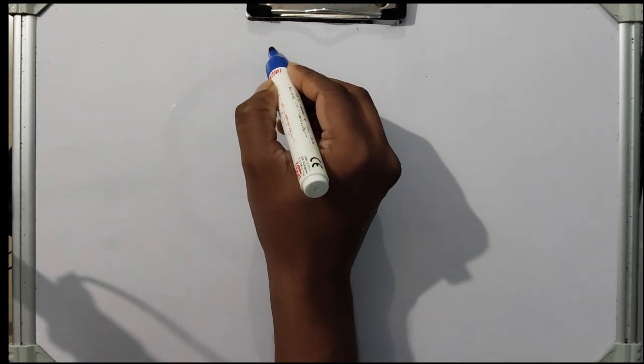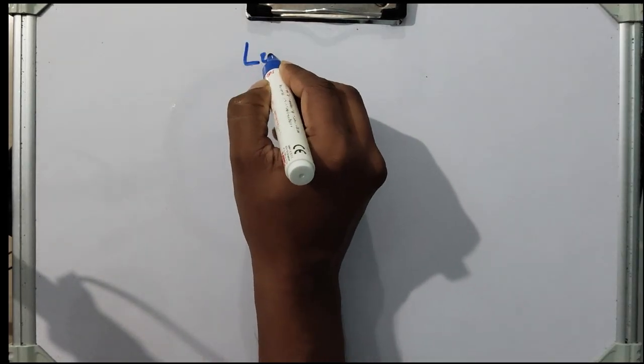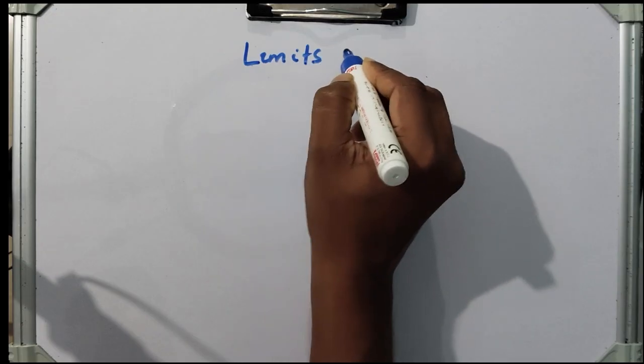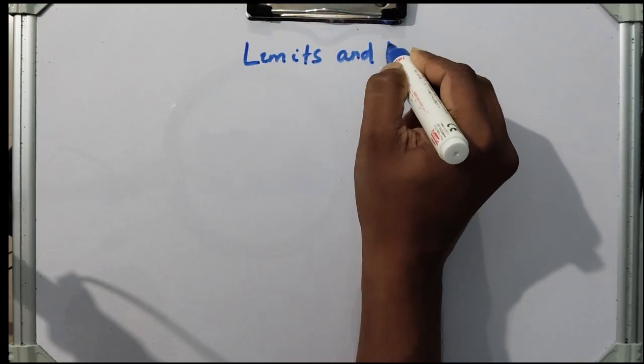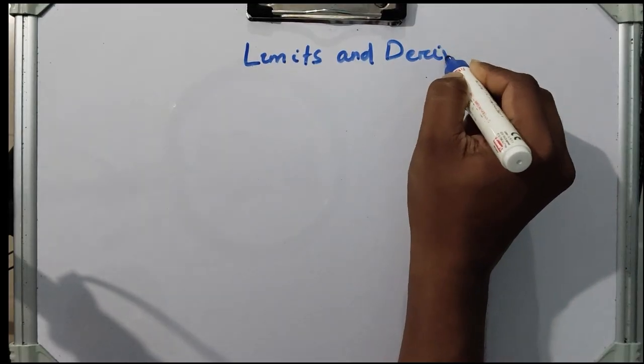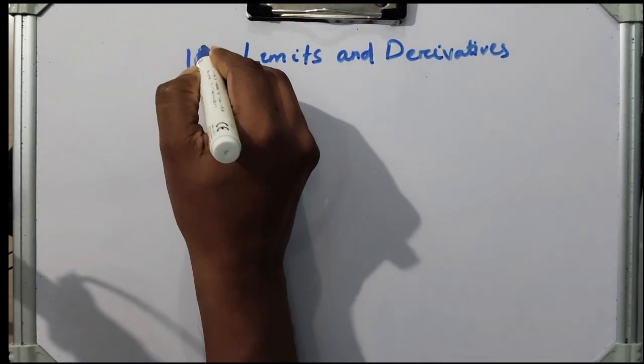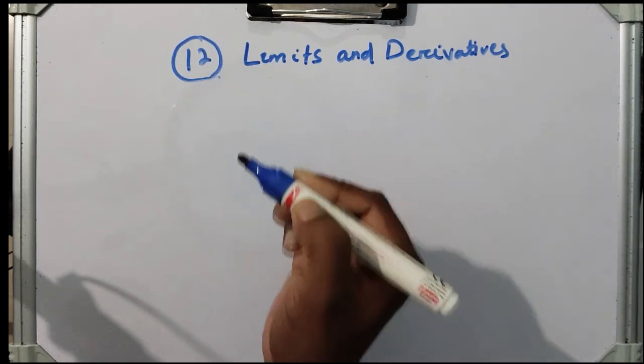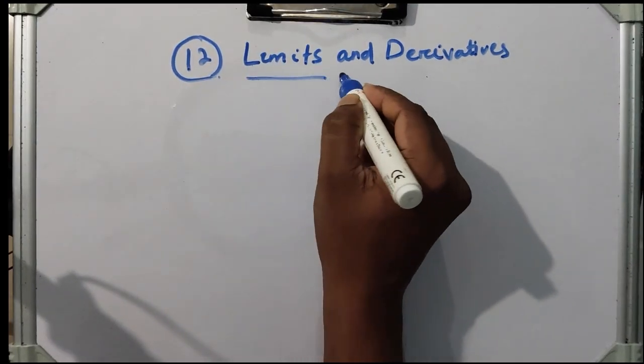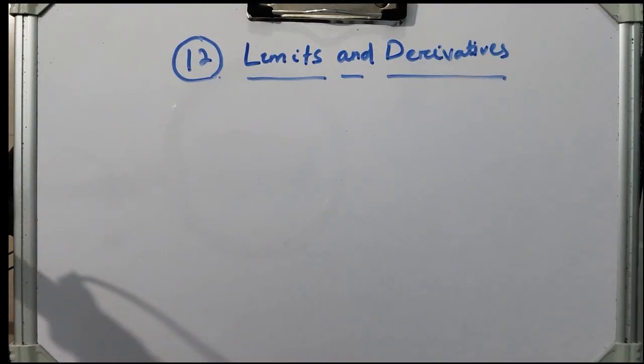Hello friends, now come to the chapter limits and derivatives. Limits and derivatives. It is chapter number 12. It is a new chapter.